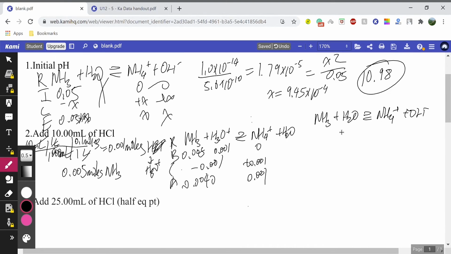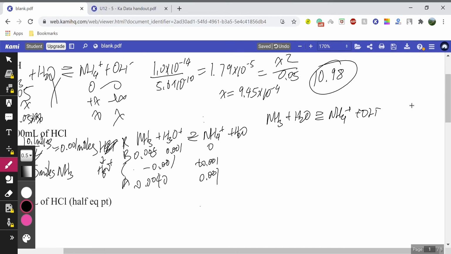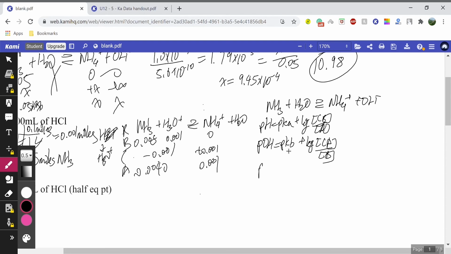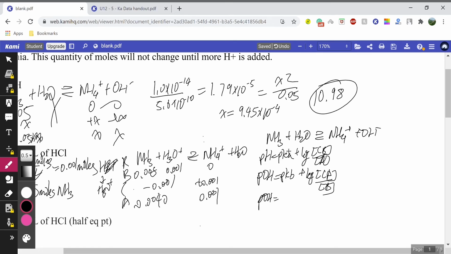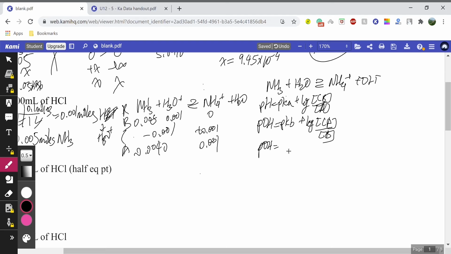So now we see that we produce an OH minus, so we can use the regular HH equation, right? The regular one is pH equals pKa plus the log of conjugate base over acid. Since we're producing OH, we're going to be calculating for pOH. So pOH is equal to pKb plus the log of conjugate acid on top and the base on bottom. Now let's see. pOH is equal to pKb. We found the Kb as 1.79 times 10 to the negative 5th. So let's take the negative log of that, which gives you 4.74.